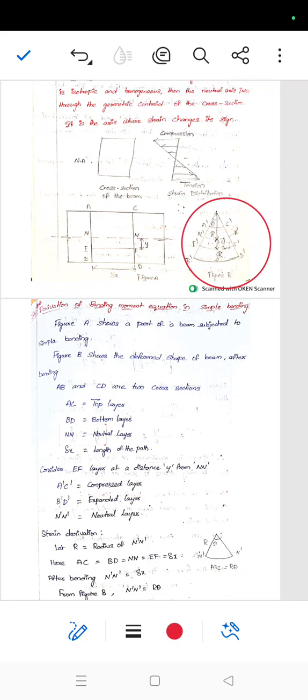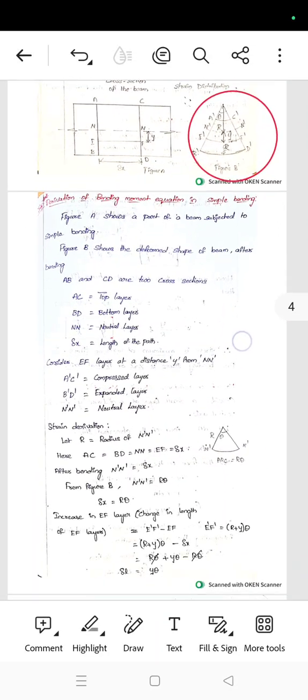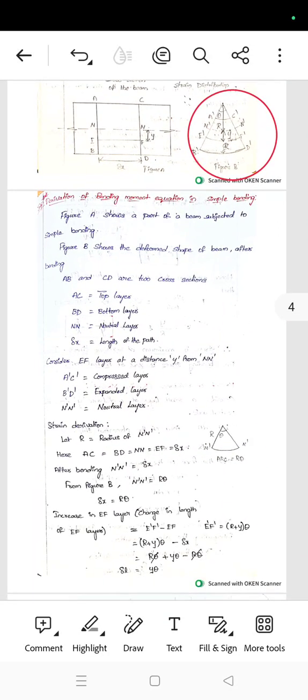Next, if you see figure B, A dash C dash is a compressed layer and B dash D dash is an expanded layer. As I said, the bottom is subjected to tension, so it will expand, and the top is subjected to compression, so the layer will decrease. Okay, and N dash is the neutral axis. Here the neutral axis is the layer which won't be subjected to any kind of compression or tension; it won't expand or contract. So that layer is considered the neutral axis or neutral layer, you can say.